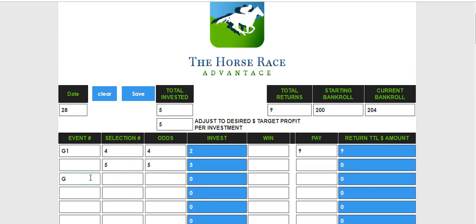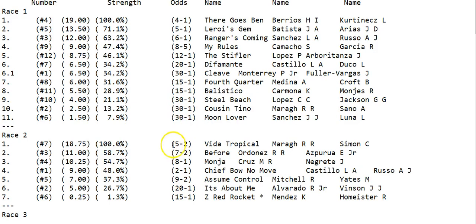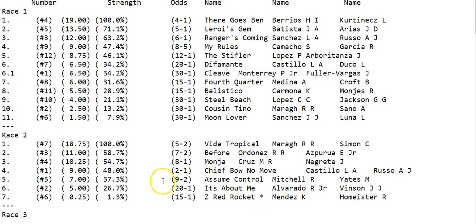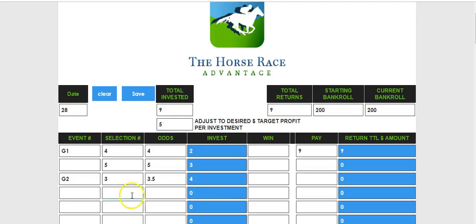Now you go to G2, Gulfstream Race 2, and you say, okay, the 7 is 5-2. Obviously, you're not taking that. You have a 7-2 shot and you have an 8-1 shot. So if you want to take the 7-2 and the 8-1, it's the 3 and the 4. The 3 is 7-2, which is 3.5. And the 4 is 8-1. So we're going to put the 4 in here at 8-1.